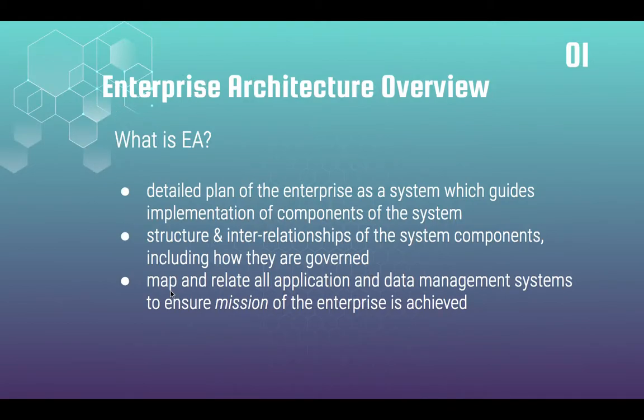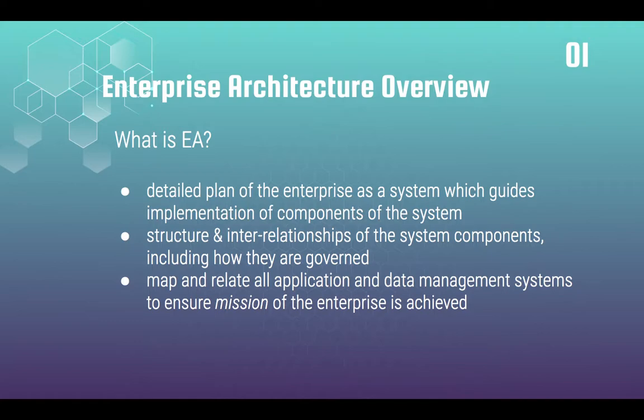Okay, so the first section is really: what is enterprise architecture? Basically it is a really detailed and systematic plan of the enterprise that looks at it as a system, and this system is composed of structures that are interrelated and have various components. The enterprise architecture looks at not only how they're interrelated, but also how we can govern them.